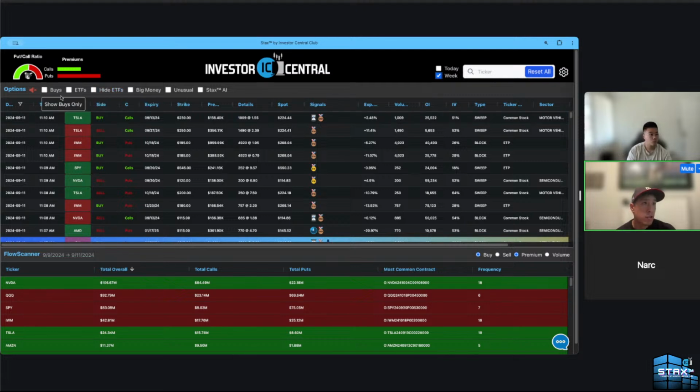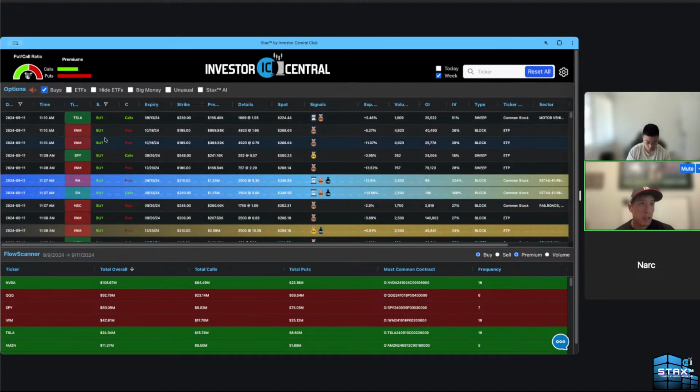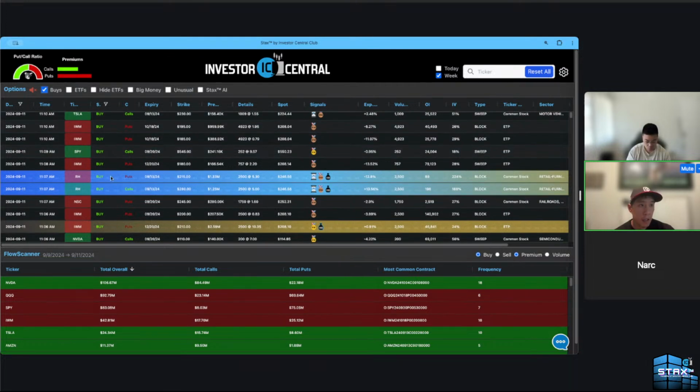Another thing that we like to do is, because of the inherent way that options work, there are some people that may be hedging their positions or getting out of positions. That's why we've been able to identify if they're on the buy or the sell side. One of the things that a lot of our traders like to do is filter so that we only see the buys. Obviously, it'll adjust our put call ratio and our premiums up top, and you get to see what positions they're possibly getting into throughout this week.